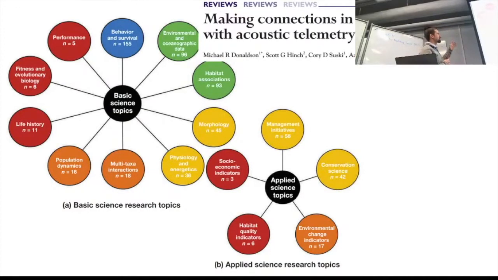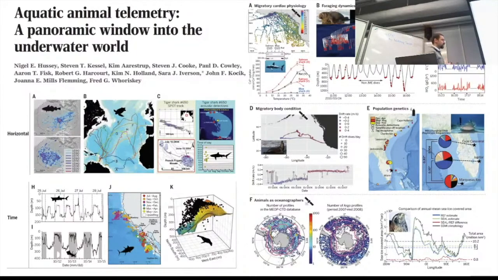I'm not going to obviously go through all of these, but there are some really good reviews out there that discuss all of the things that are being done with telemetry, both from basic science, so biology and ecology, but then also helping us to conserve and manage populations and to solve applied science questions. Just another example of the varieties of data that we can get from telemetry, and this was alluded to in the first talk as well. We get data in different dimensions and at different spatial and temporal resolutions. We can pair that with environmental information. We can pair that with physiological information on the animals.